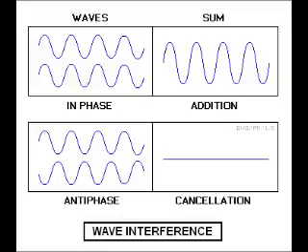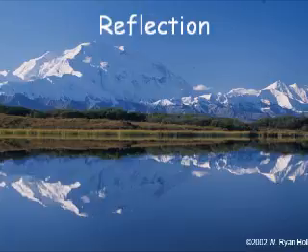When a crest overlaps with a crest or a trough with a trough, the resulting wave's amplitude is the sum of the amplitudes of the two separate waves. This is constructive interference. When a crest overlaps with a trough, though, the opposite occurs. The waves work against each other, and the resulting wave is smaller. One wave subtracts from the other. This is destructive interference. If two destructively interfering waves have the same amplitude, they cancel each other out completely, and there is no wave.